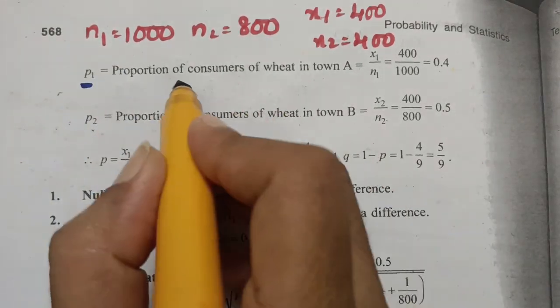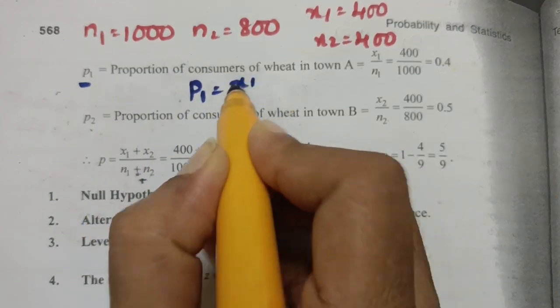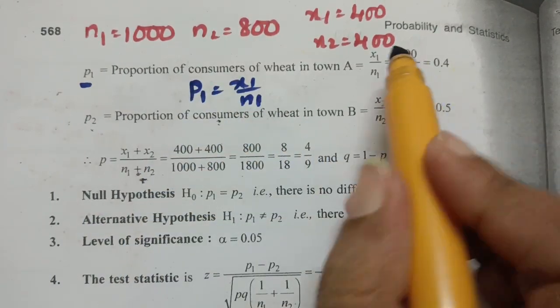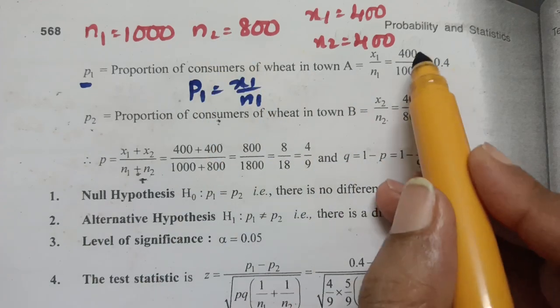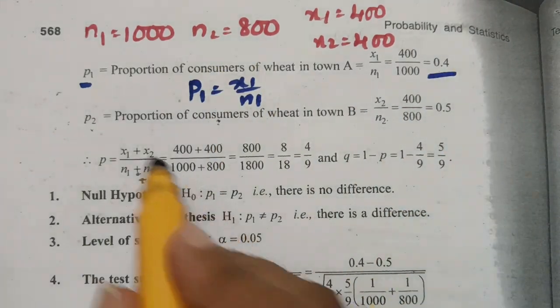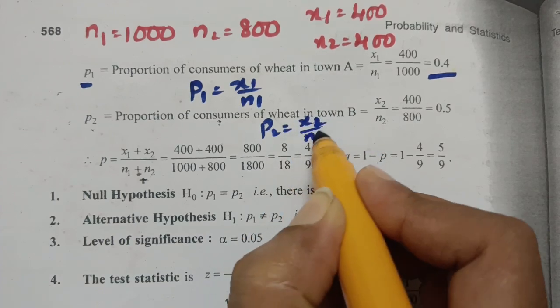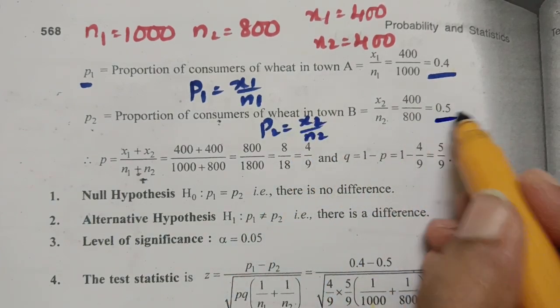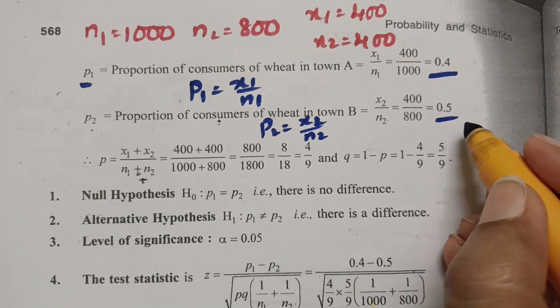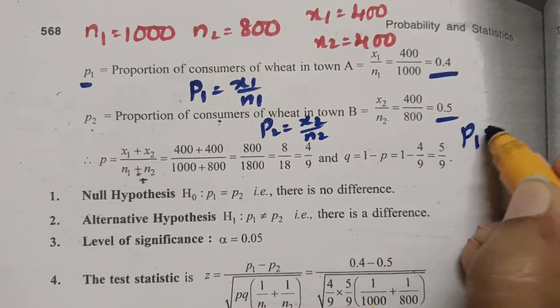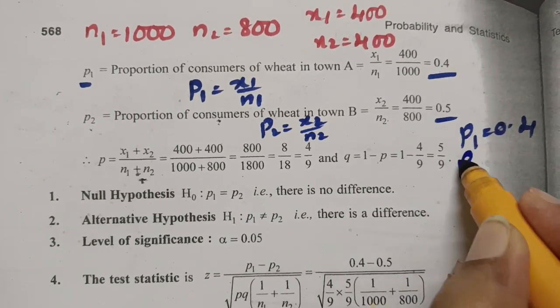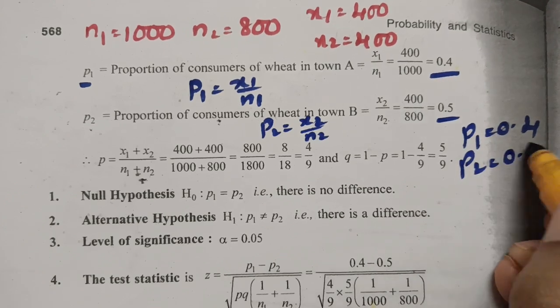As you know, P1 is equal to x1 by n1. What is x1 here? 400 by 1000. The value here is 0.4. And next one is P2. P2 is equal to x2 by n2, that is 400 by 800. The value here is 0.5. So we got P1 equal to 0.4, and P2 equal to 0.5.